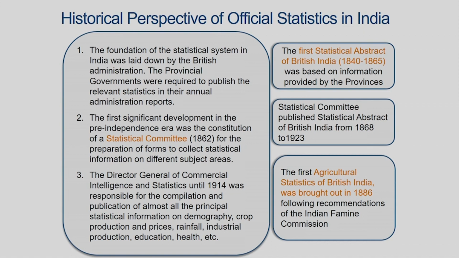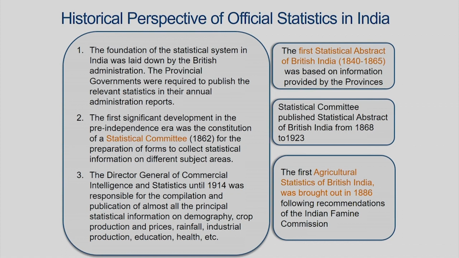So, the statistical committee published the Statistical Abstract of British India from 1868 to 1923. The Director General of Commercial Intelligence and Statistics until 1914 was responsible for compilation and publication of almost all the principal statistical information on demography, crop production and prices, rainfall, industrial production, education and health, etc.